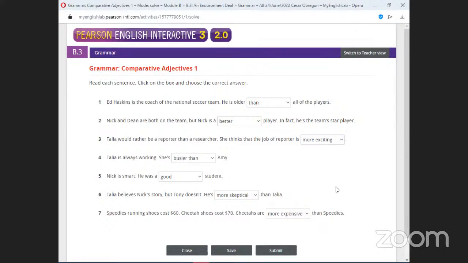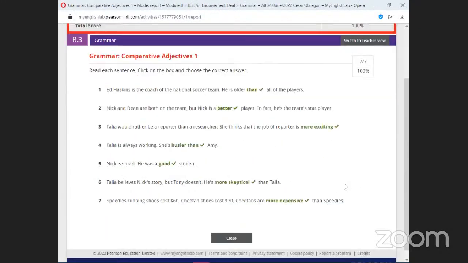Okay, are you ready? In number 2, I don't know. Nick and Dean are both on the team, but Nick is a better one. Yeah. You ready? Yes. Good. You see, it was very easy. It's not easy.